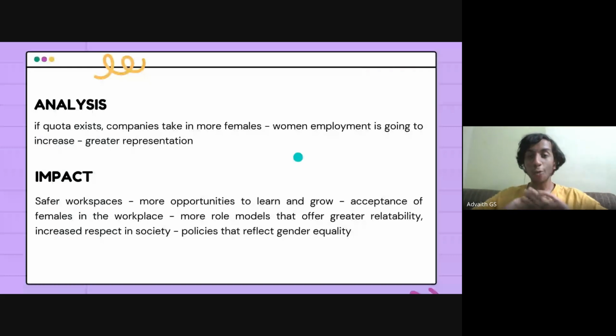Anyways, analysis. What happens if this thing happens? Adopting gender quota policies in corporate senior management. This adoption happens, right? How are companies going to respond? How are women going to respond? If the quota exists, then companies will start taking in more females, right? As compared to earlier, they've got a set quota now, which means make sure that females will join the workforce, right? So the immediate result of that is going to be women's employment going up. There is going to be greater representation.